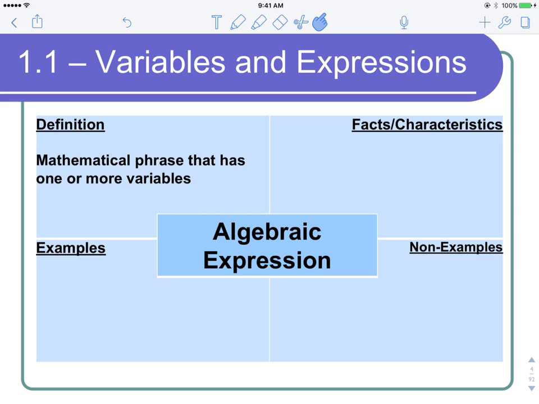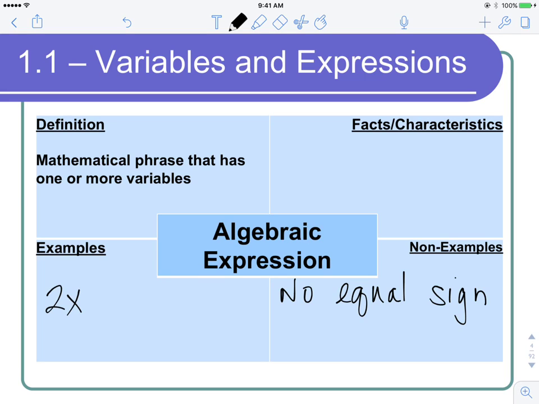An algebraic expression is a mathematical phrase that has one or more variables. Notice it does not have an equal sign. An equation is not an expression. An expression does not have an equal sign. So we'll put that under no example, no equal sign. So an example would be like 2x plus 6 or 5xy minus 2zy.